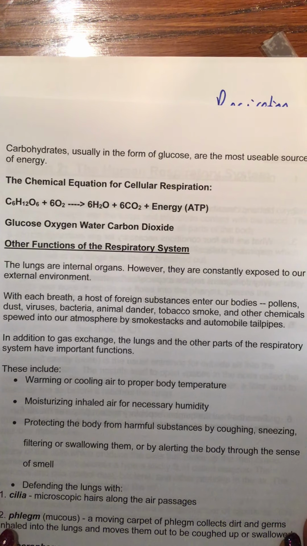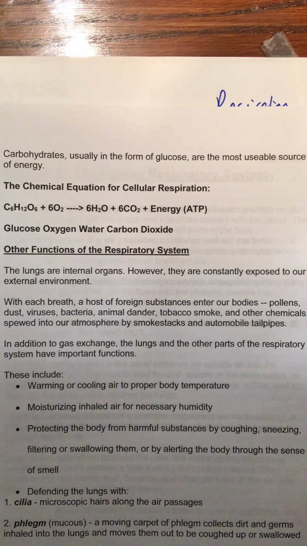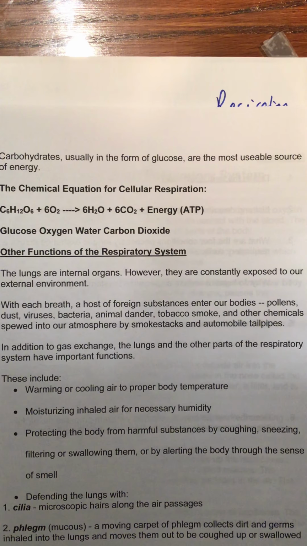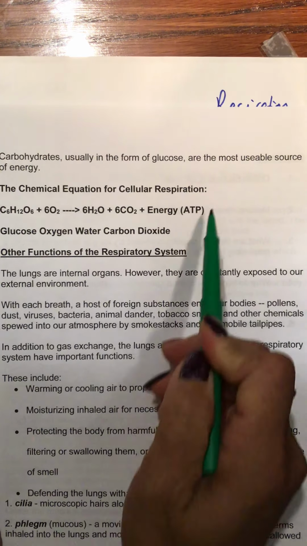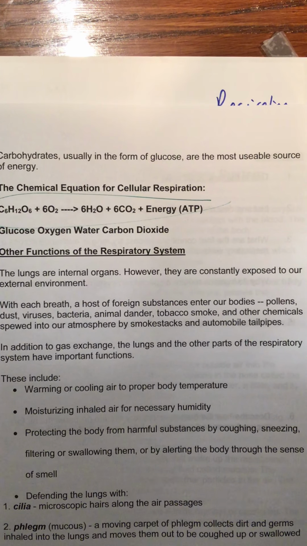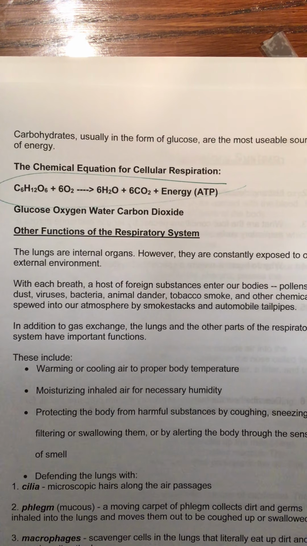So carbohydrates, usually in the form of glucose, are the most usable source of energy. And of course, the other biomolecules are needed as well so that cells can maintain their functioning capabilities and make more cells and repair damaged cells. So those are possible because of the amino acids and the triglycerides and the glycerol from lipids and proteins. We've already talked about the chemical equation for cellular respiration. What are the other functions of the respiratory system?